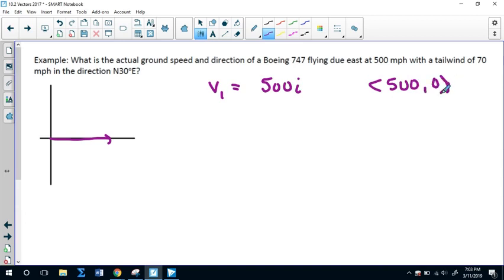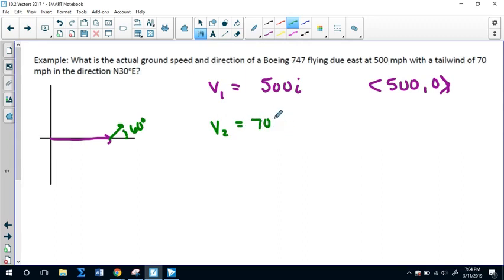Okay. And then the second vector that we're going to draw is the tailwind that it says. So a tailwind of 70 miles per hour in the direction of 30 degrees east of north. So that means my wind is going this way. So 30 degrees east of north, which means this angle here is actually 60 degrees. And I'm going to call that V2. And it says that the speed of that is 70.